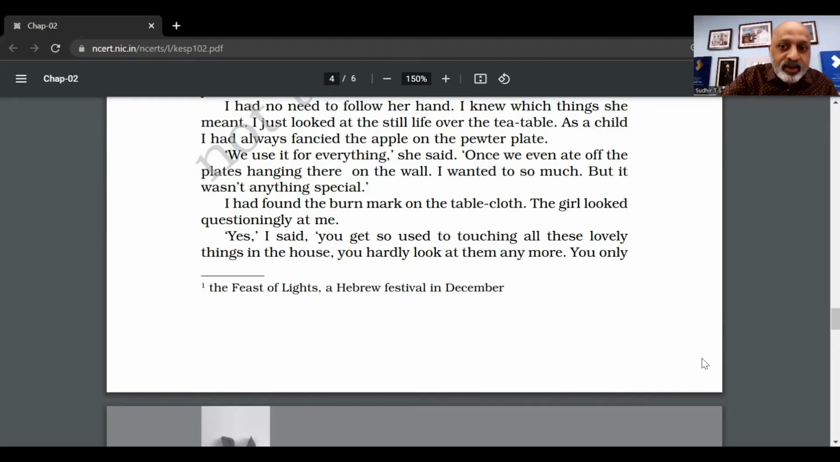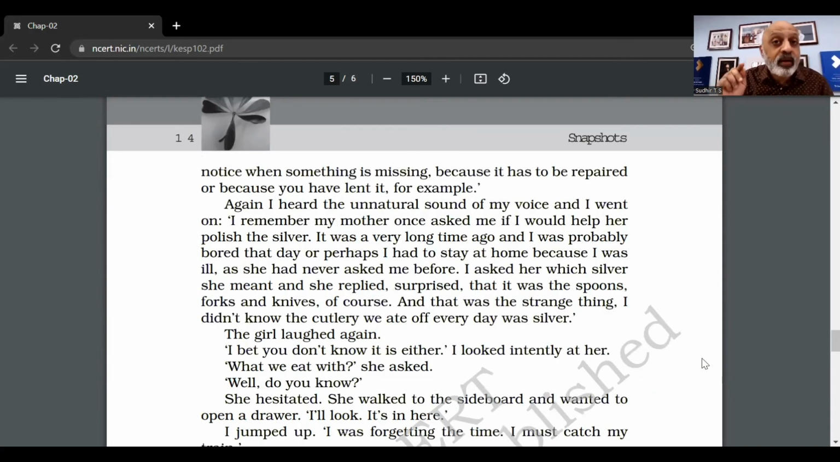So the narrator is saying, you only notice when something is missing because it has to be repaired or because you have lent it, for example. Lent it means that was what it was meant to be. They had lent it to this Mrs. Darling to keep for a certain period of time, not for this new family to claim ownership of it. Understood? Again, I heard the unnatural sound of my voice and I went on.